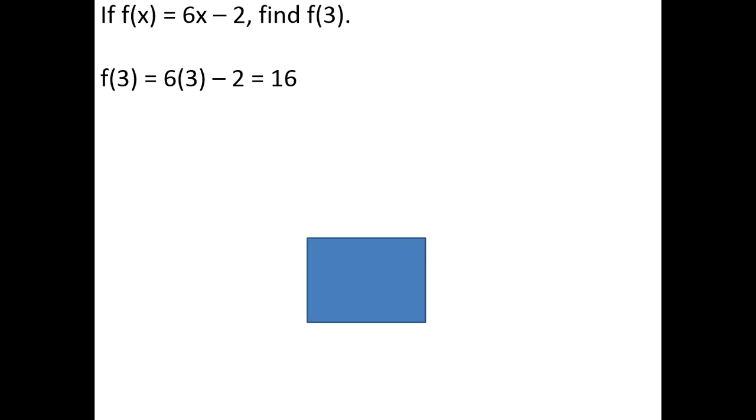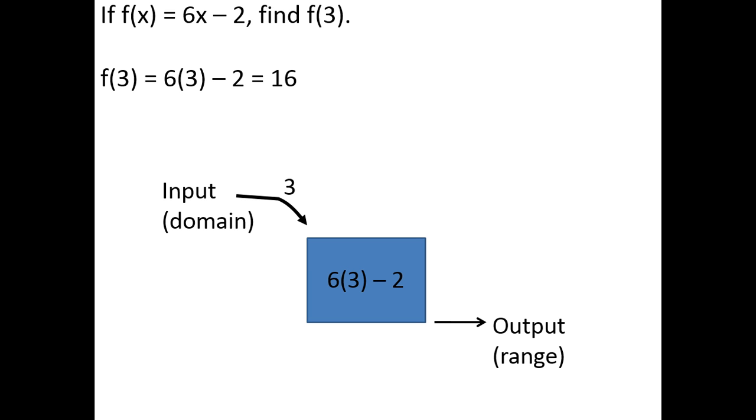If you think about that picture we looked at of a function, here's what would have happened. The input value was a 3, and the function, which was called f, did something to that 3. It multiplied it times 6 and then subtracted 2. And the output was a 16.